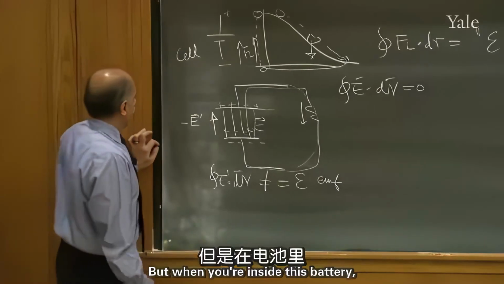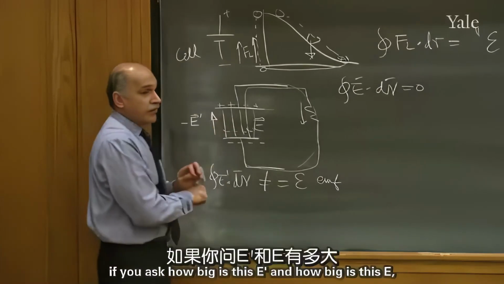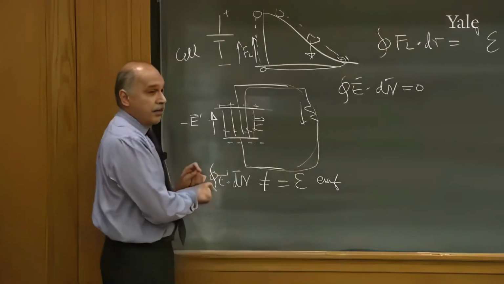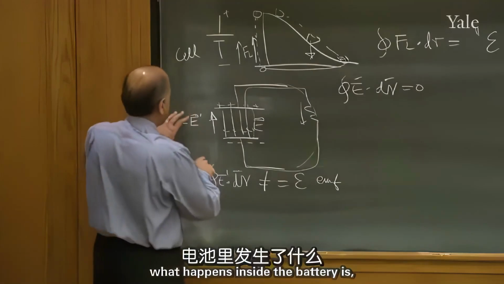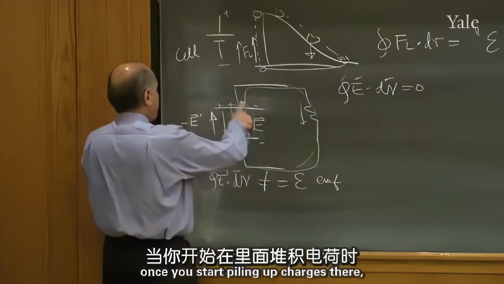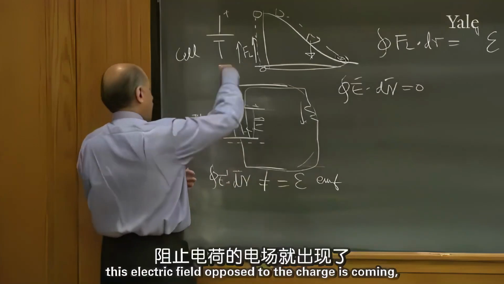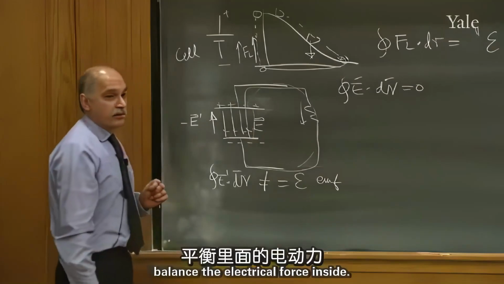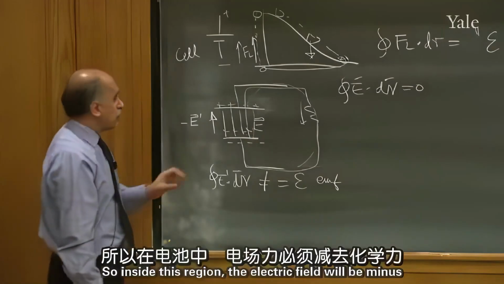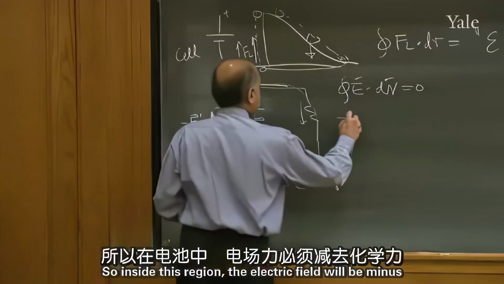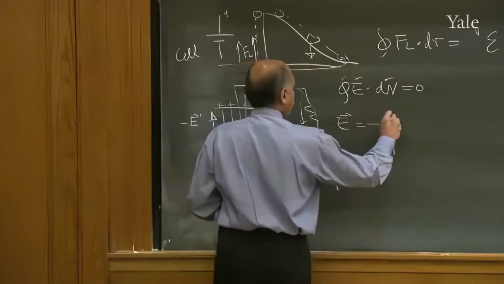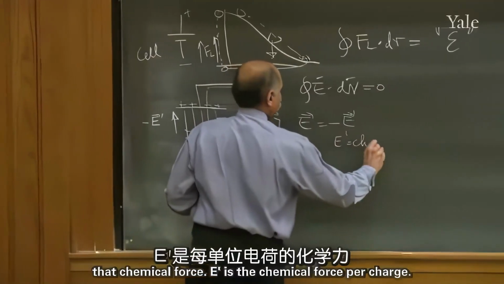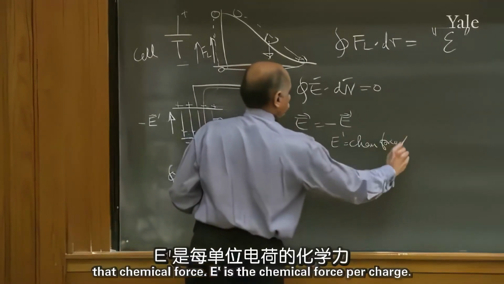But when you're inside this battery, if you ask how big is this E prime and how big is this E, what happens inside the battery is, once you start piling up charges there, there's an electric field opposed to the charges coming. The chemical force will exactly balance the electrical force inside. So inside this region, the electric field will be minus that chemical force. E prime is the chemical force per charge.